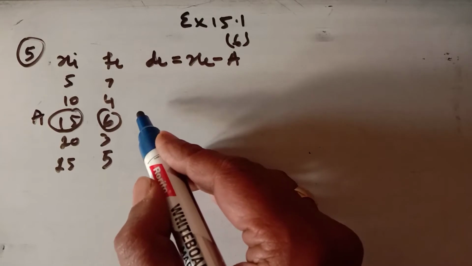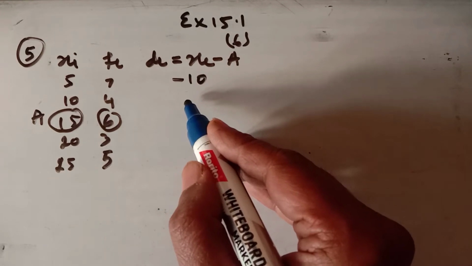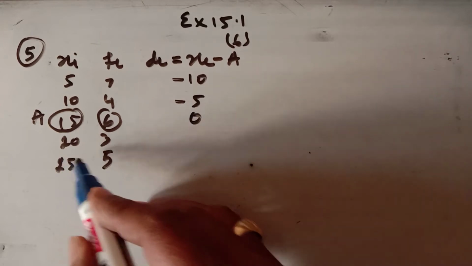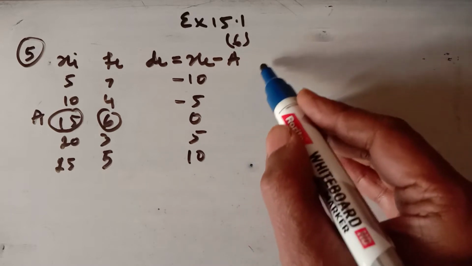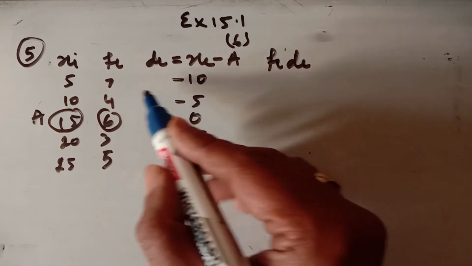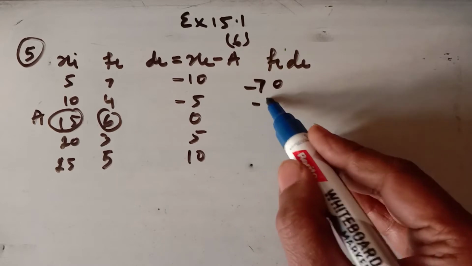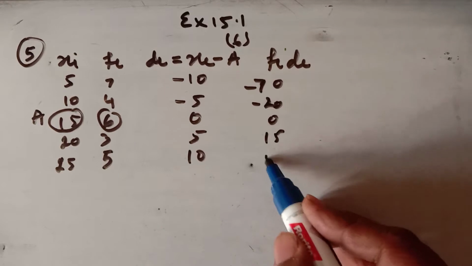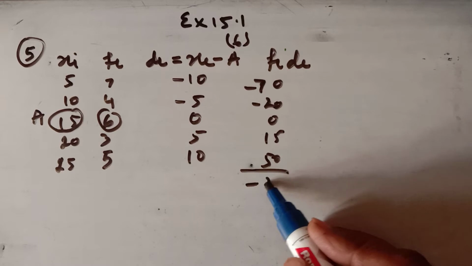So 5 minus 15 is coming out to be minus 10. Then 10 minus 15 is equal to minus 5. Then 0, 20 minus 15 is 5, and 25 minus 15 is 10. This is the di. This is a shortcut method to find the mean. fi into di, तो multiply करिए इसको, it will be minus 70. Then we have minus 20, then 6, 5 into 3 that is 15, and 50, and the sum of this is coming minus 90 plus 65, which is minus 25.